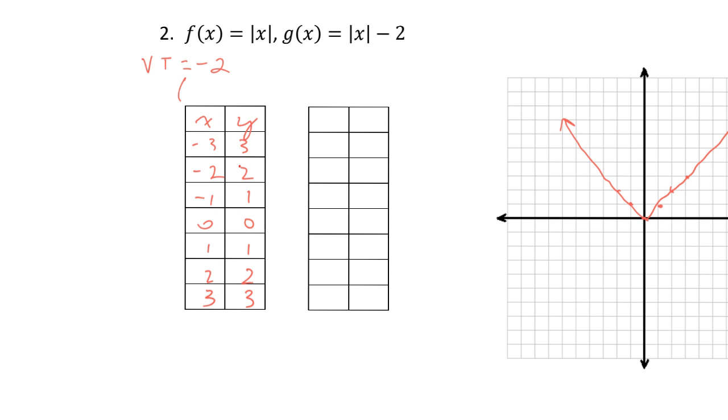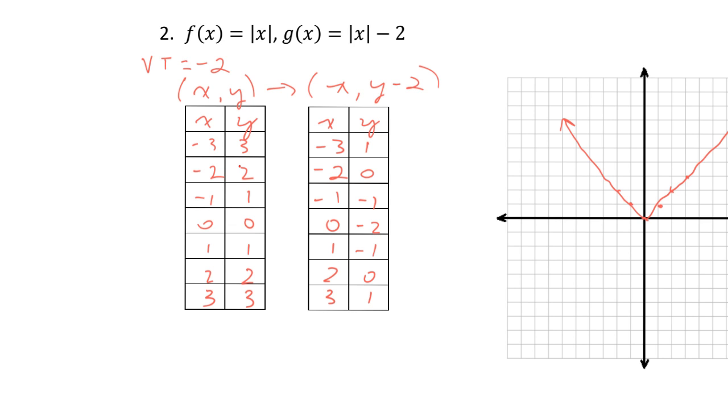So our mapping rule becomes (x, y) maps onto (x, y minus 2). So vertical translations, a number added or subtracted from the original function, only affects the y, and it affects it by adding or subtracting that same number to the y values. So my new table of values, the x's are still going to go from -3 to +3, and my y values are going to be 2 lower. So 1, 0, -1, -2, and then back up.